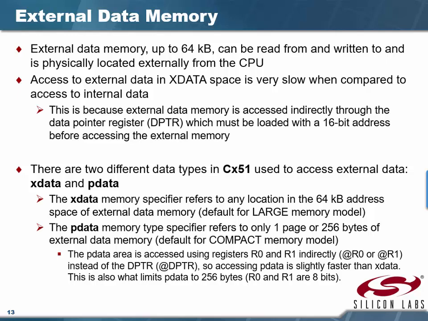So external memory can be up to 64K. Access to that is very slow. Now again, there are two types. The xData refers to anything in the large 64K, the default, and then you've got the compact model. Chances are we're not going to use the large. Our programs are small enough, we're not going to go outside the 256 bytes that we've got. Access to external memory is very slow, because we have to use a 16-bit address.